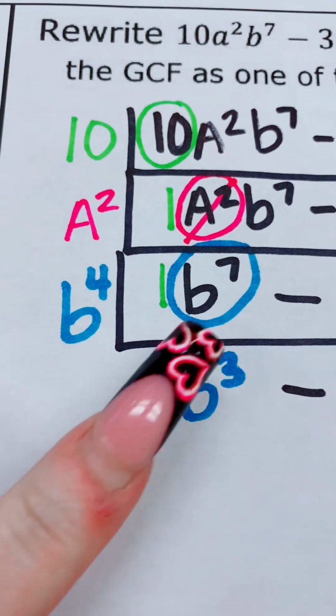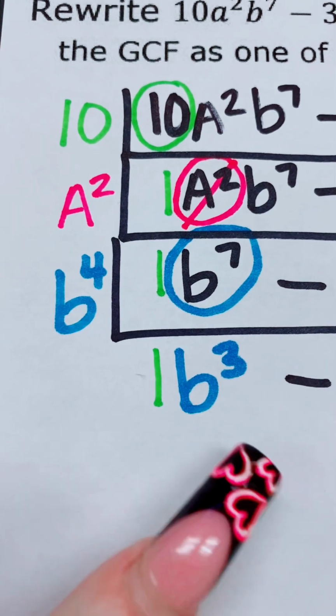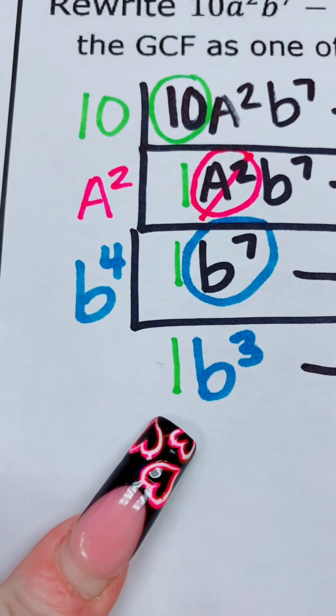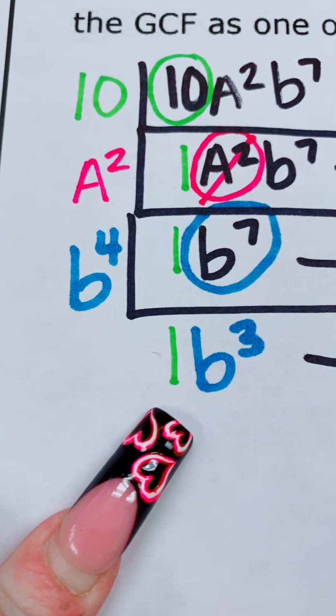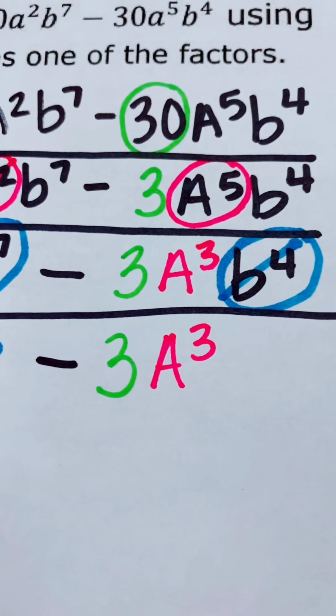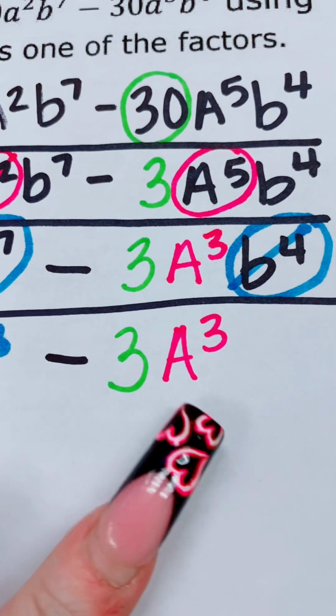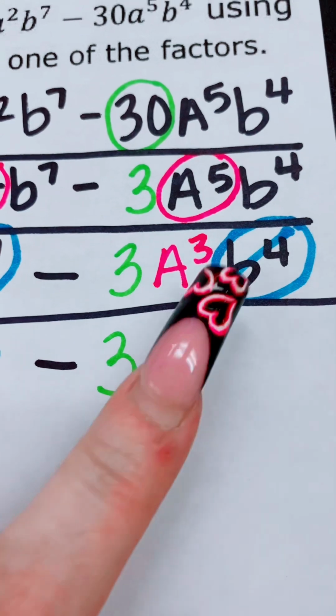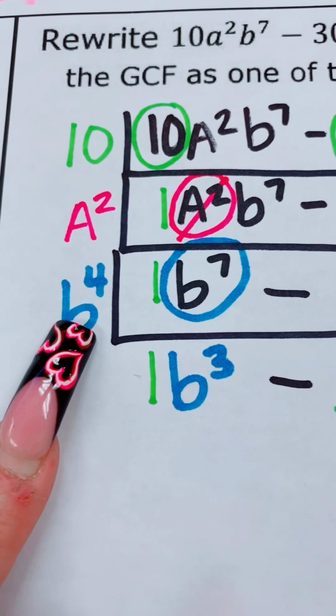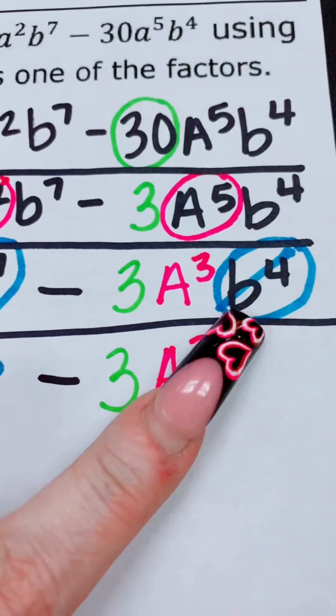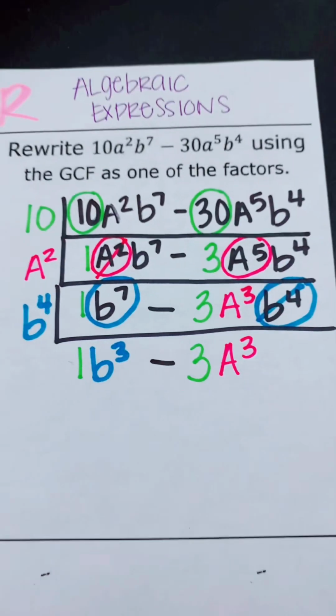So here, 7 minus 4 is 3. You keep the 1, so we have 1b to the 3rd. Over here, we keep our 3, we keep our a to the 3rd. Then 4 minus 4 is 0, so those b's actually cancel out.